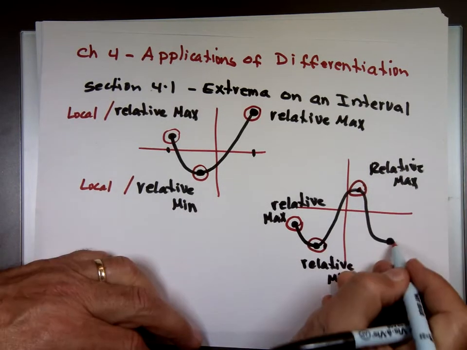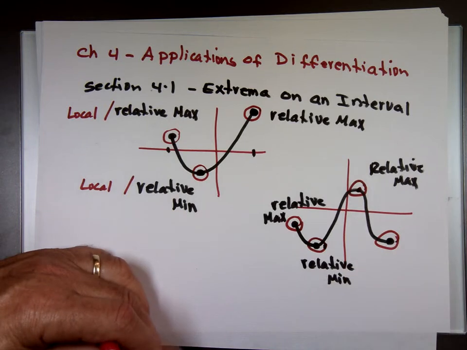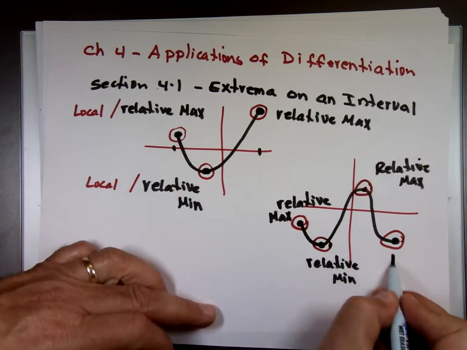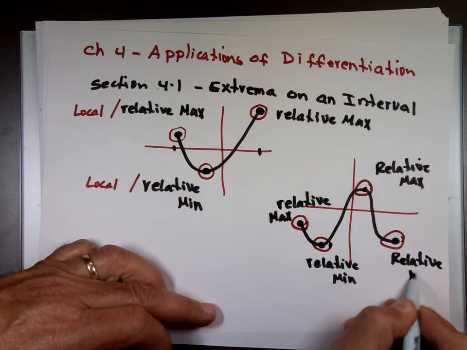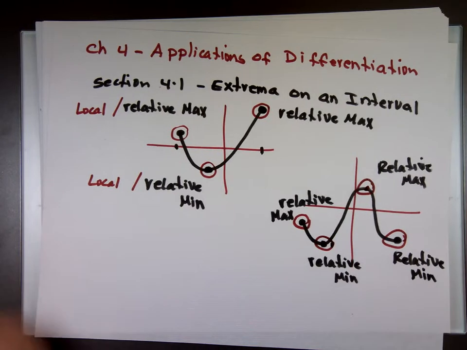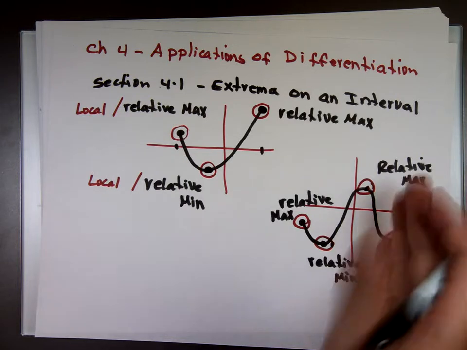And this point here, relative min. So can you pretty much separate the neighborhood by the quadrant? Not by the quadrant. It has nothing to do with the quadrant. I could have made them all in the same quadrant.